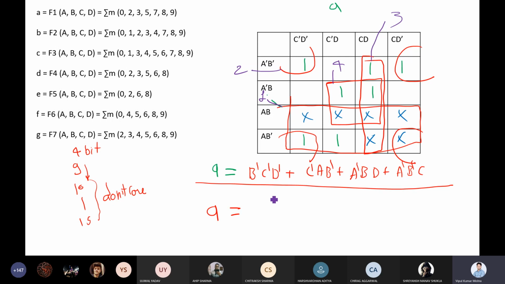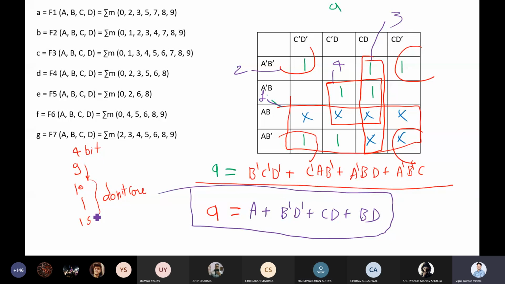Okay, so now let's write it. What about 1? You will get A. What about 2? B dash D dash. What about 3? C D. What about the 4th? B D. Right. So now you can see once we use the don't cares, our expression is much simpler, because we already know in the BCD system 10 to 15 is not possible. So why not utilize it as don't cares? We have utilized the don't cares and got a much better expression.